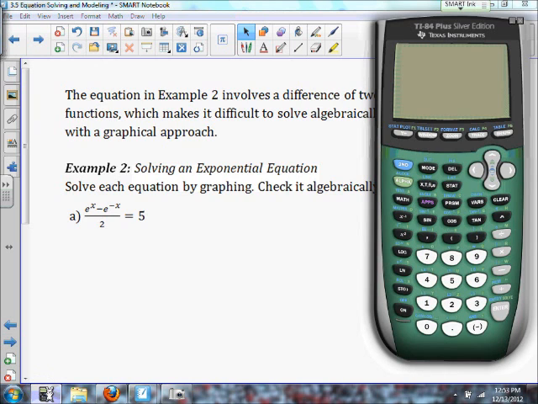So put this in your calculator. Parenthesis e to the x minus e to the negative x, divided by 2 is equal to 5. Now ZoomFit it, and you'll see what happens.